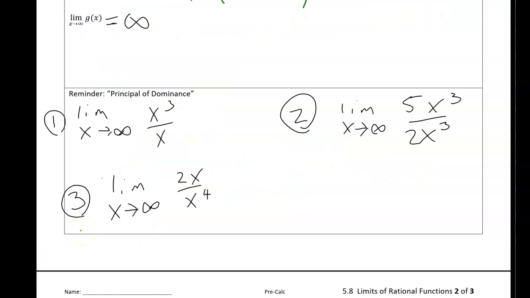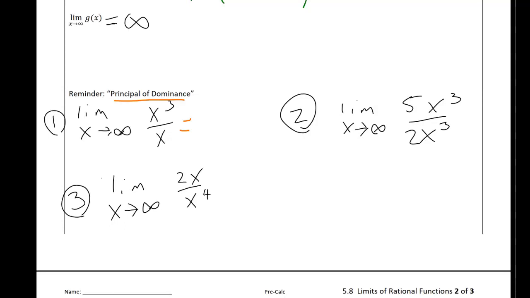So the rules for these limits to infinity are called the principle of dominance. And we've already run into this idea before. It used to be called horizontal asymptotes. Now it's called limits to infinity, right? So the idea here is these are just 3 cases. And I'm going to have you pause and copy those examples down, just to get practice with writing this notation. The notation here is super important.